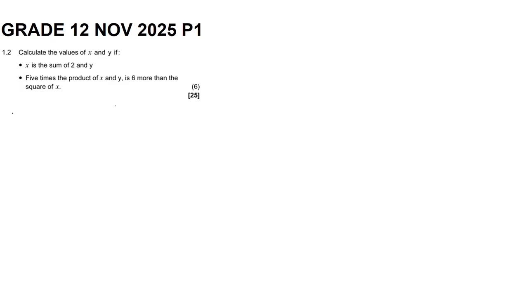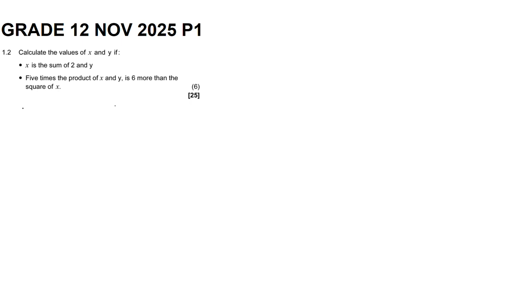So first question, the question says calculate the value of x and y if x is the sum of 2 and y. And the second statement says if 5 times the product of x and y is 6 more than the square of x. So this is a simultaneous word problem, guys. It's very simple. So the first statement says x is the sum of 2 and y.